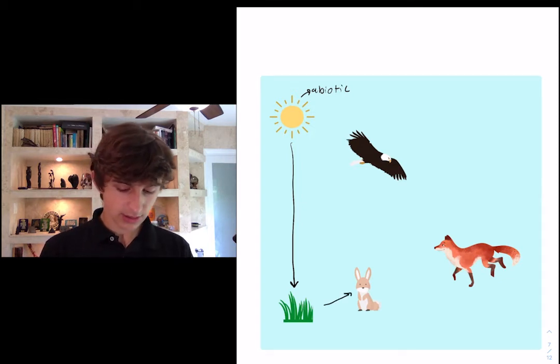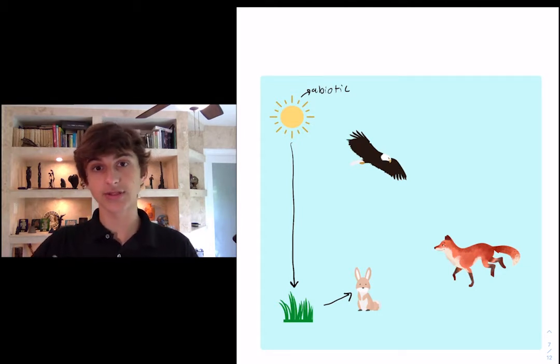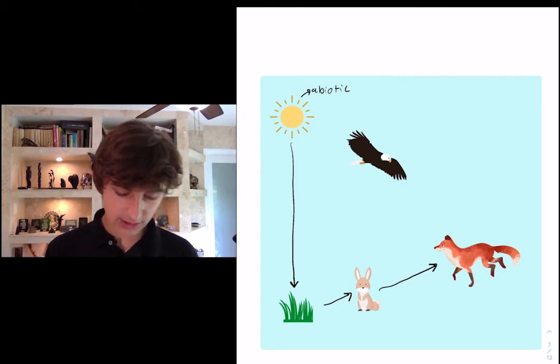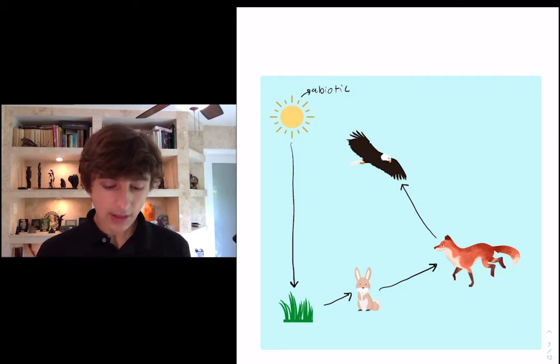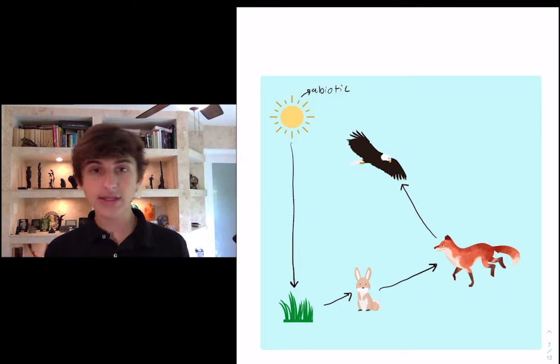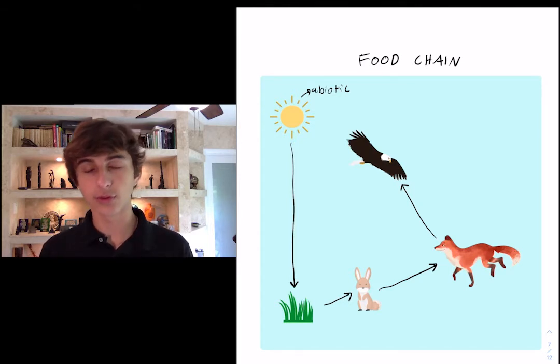So this grass can be eaten by this rabbit, and that is the energy from the sun being transferred to the grass, and then the grass is transferring its energy to the rabbit when the rabbit eats it. And then the same thing happens with the fox. The fox can eat it for fuel, for energy, and then this eagle might swoop down and eat that fox. So this is a basic example of a food chain. And a food chain is just any system or any group where the animals and plants are depending on each other for energy and for nutrients, right?